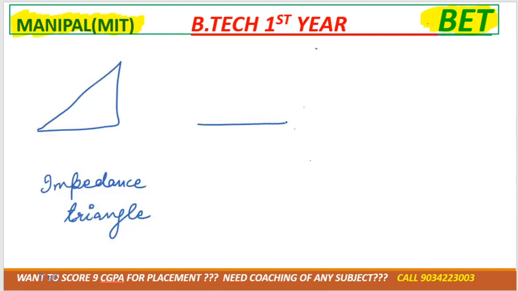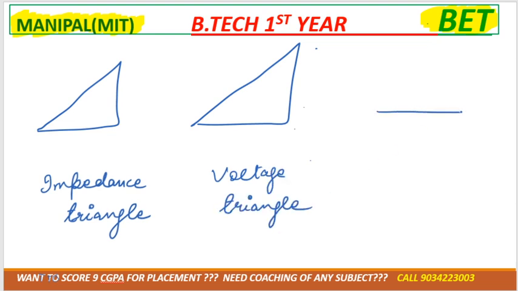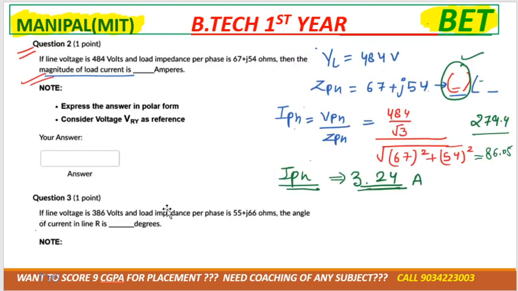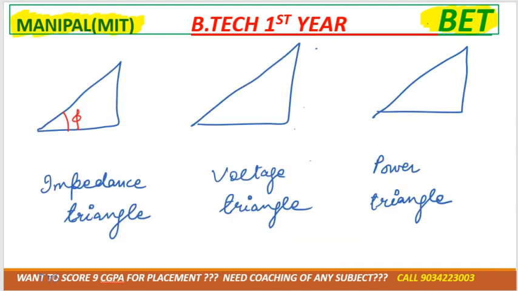We have 3 triangles. One is the impedance triangle, another is the voltage triangle, and another is the power triangle. To calculate phi we can use any of the triangles, depending on what values they have given. In this, they have given ZPH is how much? R plus jXL. R is 55 and XL is 66, right? So these values are given. This is R, this is Z, and this is XL or XC.